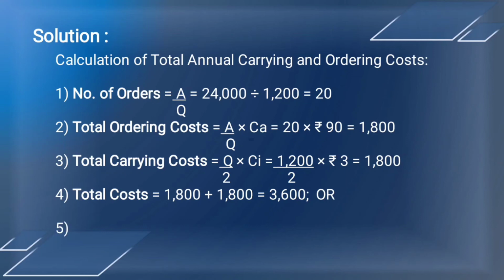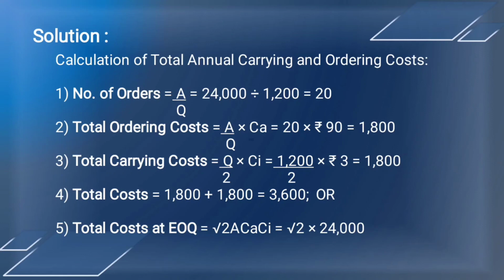Or we can also calculate total cost at EOQ to find out the total cost, which will be equal to under root 2 into A into CA into CI, which will be equal to under root 2 into A, that is 24,000, into CA, that is 90, into CI, that is rupees 3, which will be equal to rupees 3600. So the total cost at EOQ is rupees 3600.